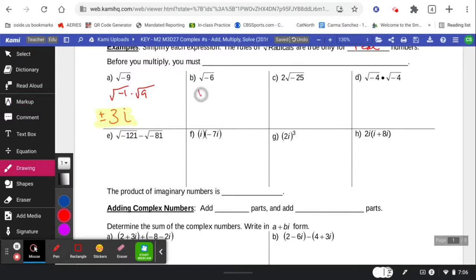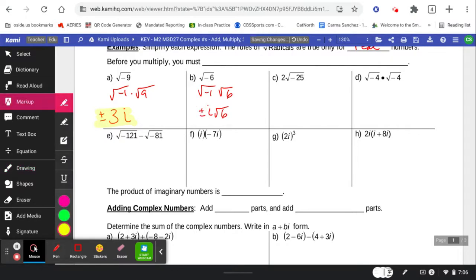The next one, we break it down into negative 1 times 6. But 6 is not a perfect square. 6 does not have any perfect squares embedded in there. So sometimes just an i can come out and the root 6 would stay inside. Final simplified answer of this one is plus or minus i root 6.